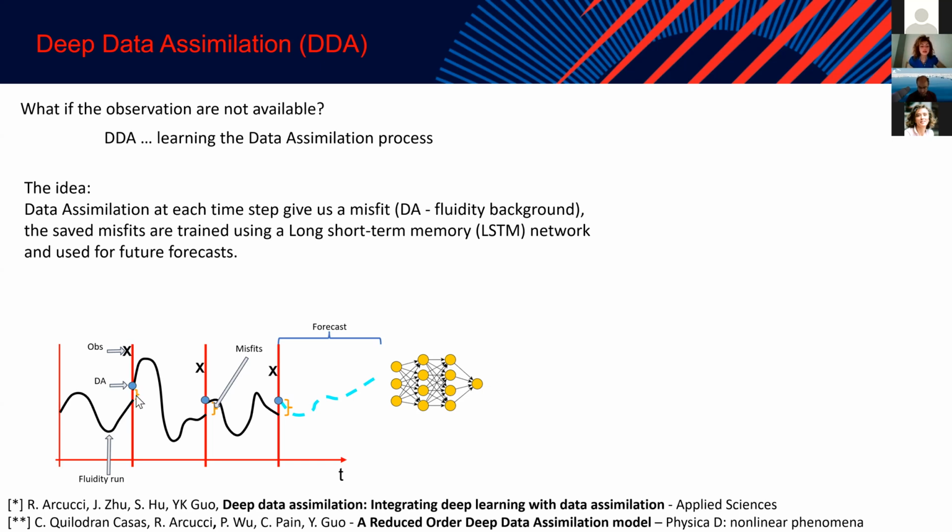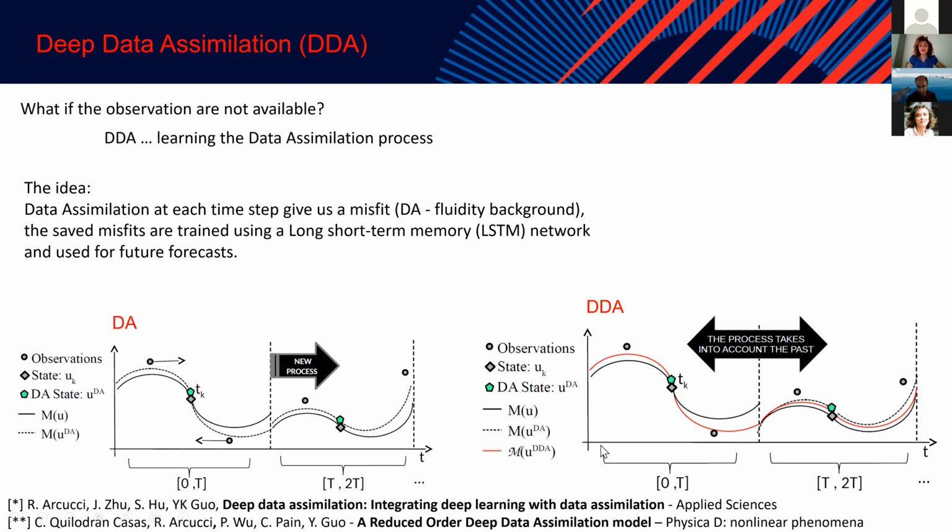So we have this misfit, and we compute it for several time steps. After that, we have the collection of all these misfits, and we train an artificial neural network. The artificial neural network then will learn this misfit.